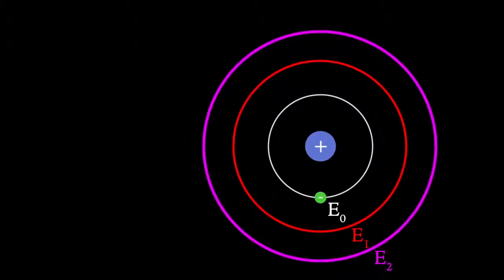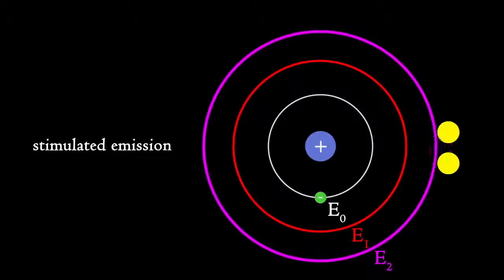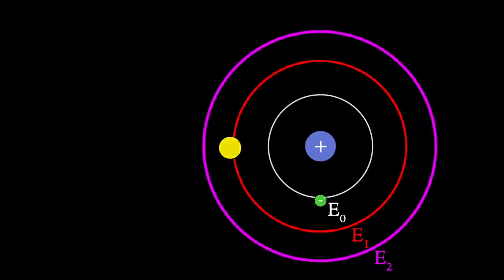But when an atom absorbs a photon, and after a short time another photon is absorbed, a stimulated emission will be the result. The newly created photon has the same phase, frequency, polarization, and direction as the second photon. So it's a copy.